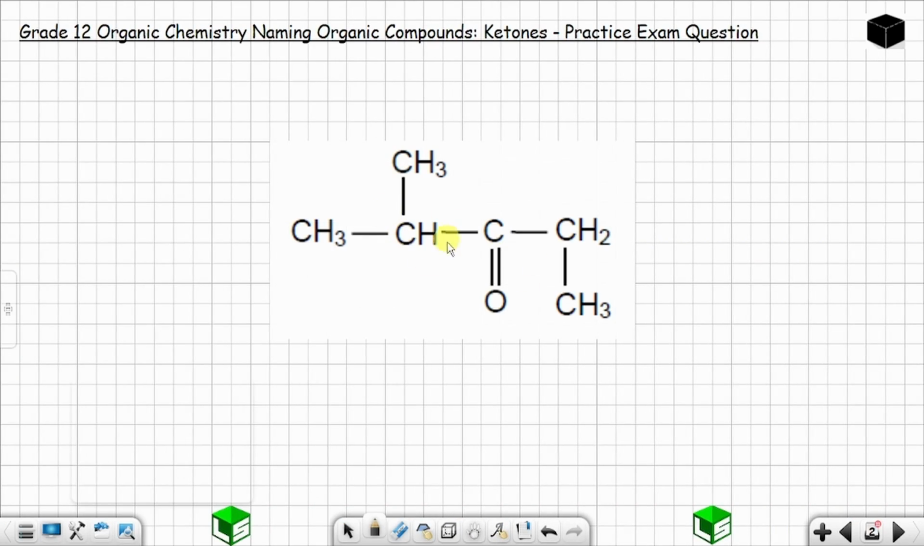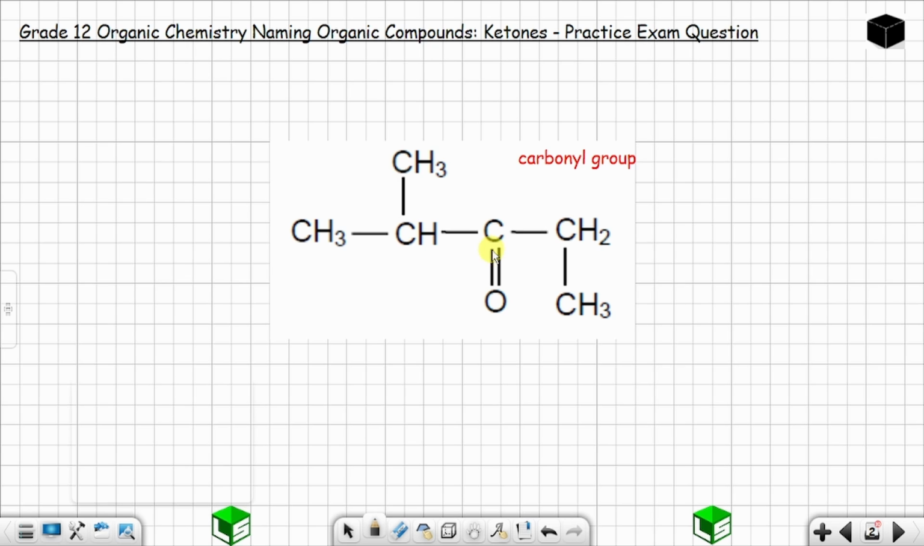Okay guys, let's see how we can name this organic compound. This is actually a practice exam question, and you have in front of you a ketone. In a ketone you have this functional group, which is known as a carbonyl group. The functional group for a ketone is known as a carbonyl group, and it is this one.